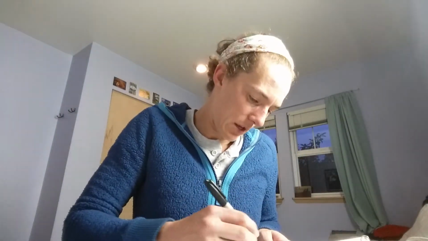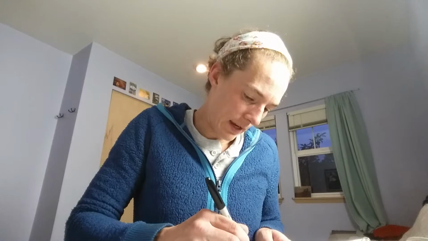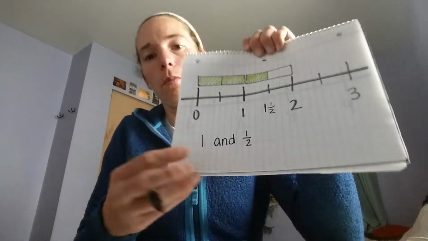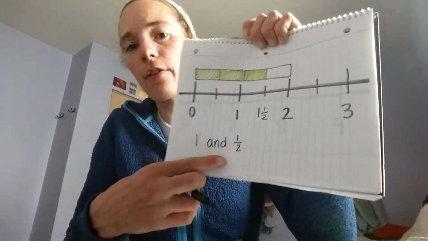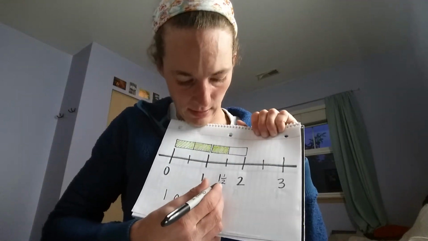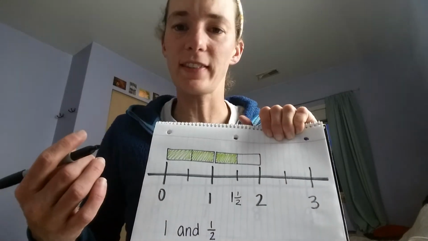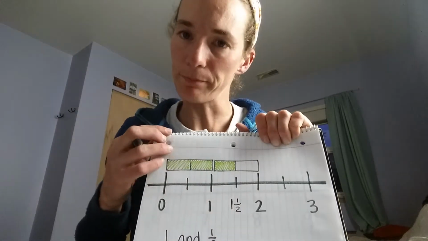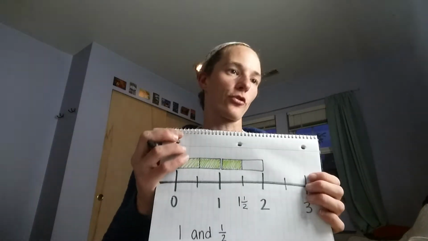I'm going to show you guys because it's a little confusing with the way we say it. We say 1 and a half. That's how we say it, 1 and a half. But the way we write it, we just write it like this, 1 1/2. We say the "and," but we don't have to write it. We just put it right next to the whole number. Whole number first, fractional number second.